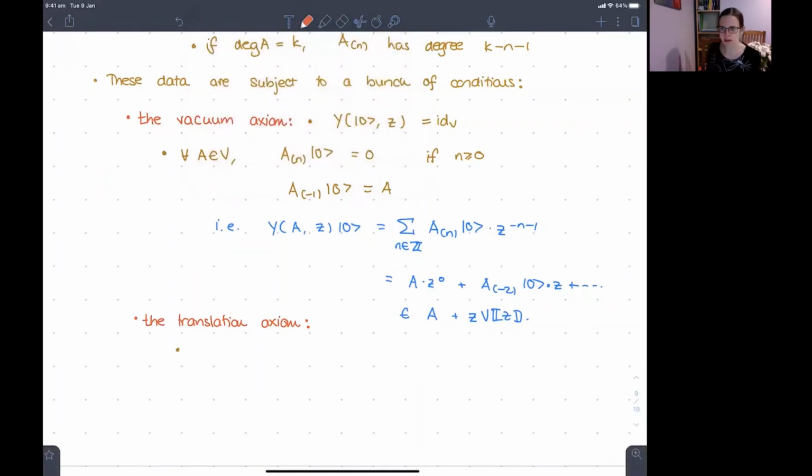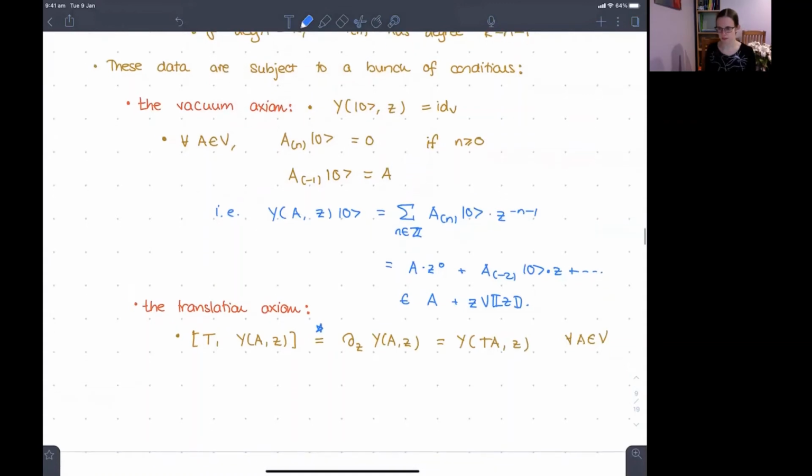And now we have an axiom about how the translation operator interacts with the vertex operators, which says that if we commute the translation operator with this sum of operators, that is the same thing as taking the derivative of this whole sum with respect to the variable z. And that is the same thing as applying Y to TA. And this is for all A in V. Okay, so let's expand a little bit what this first equality tells us. So we have a sum over n of T composed with A_n minus A_n composed with T, times z to the minus n minus 1.